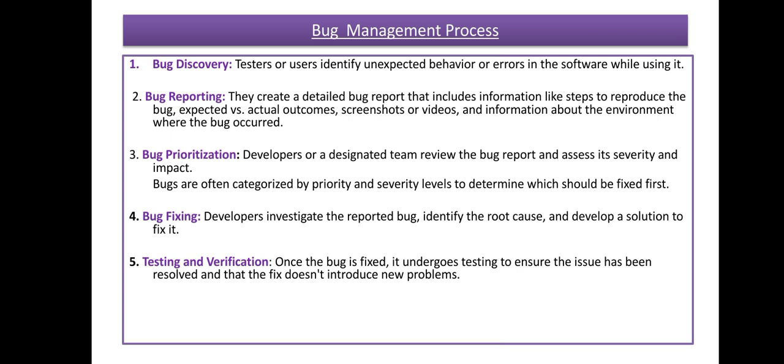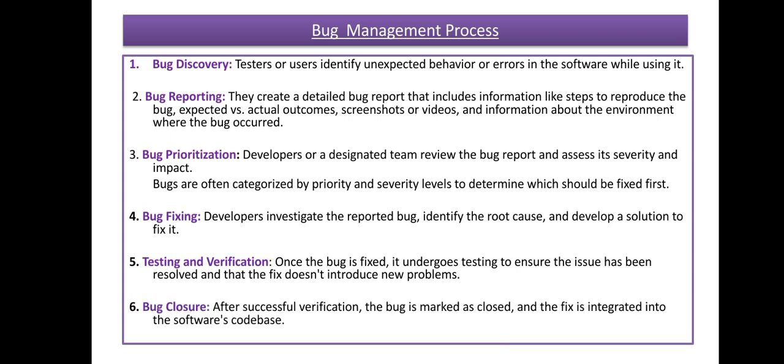Then again, before declaring it successful, we have to go for testing and verification. Once again we test whether the bug is fixed or not, and with certain testing we can identify that. Then we can go for verification. If any new errors were created, we can identify those also. Then bug closure. Once the defect is rectified and verified successfully, the bug is marked closed, and the fix is integrated into the software code base.